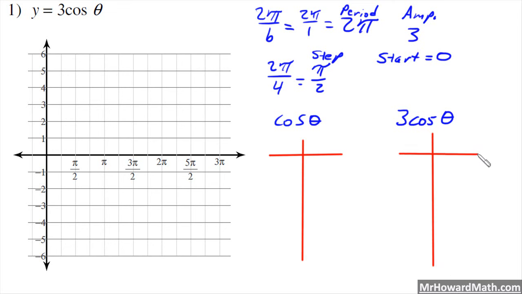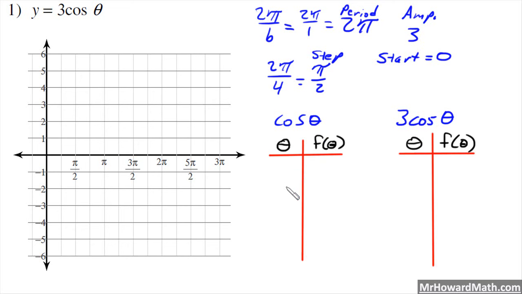You can just start making your table of the transform function. In this column we'll put our theta value, and here we'll put our cosine theta, y value, f of x value. Technically it would be f of theta here. And then we'll do the same thing here. Here's our theta, and here's our function values, f of theta.